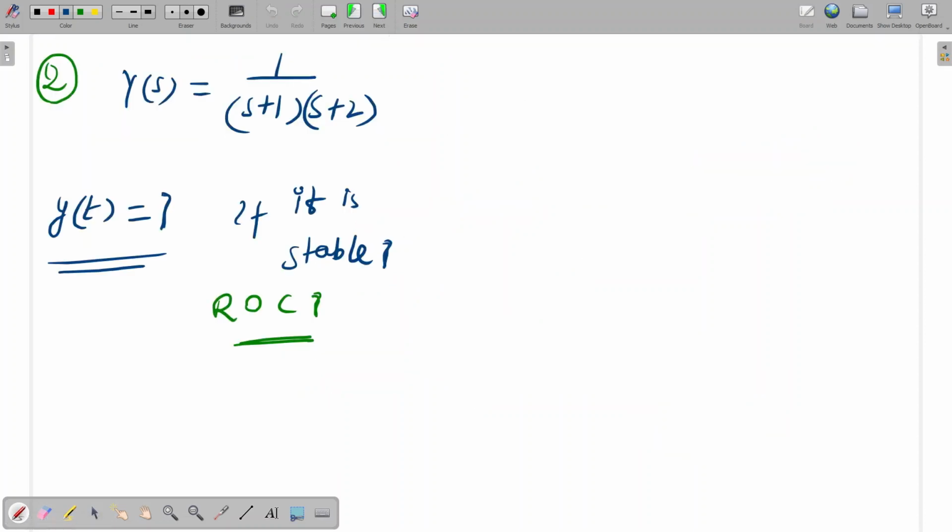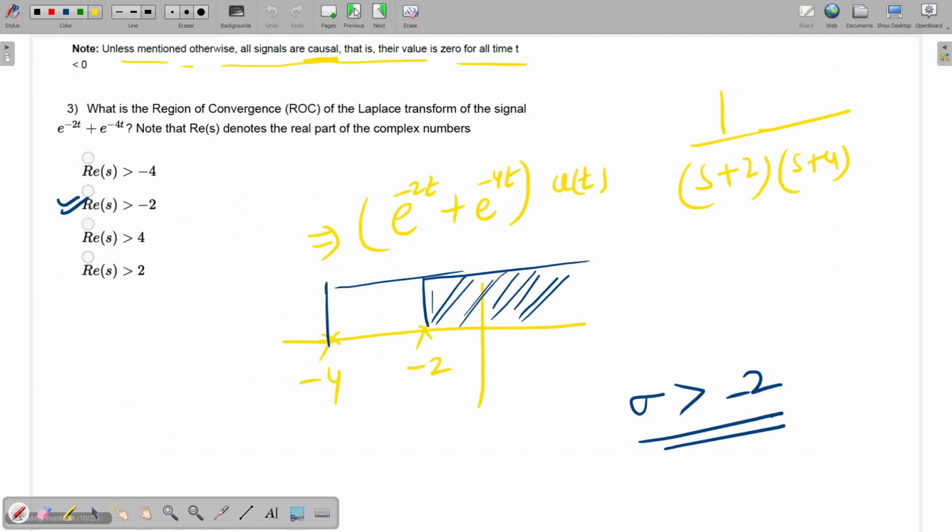I will give you some time. Y of s is given, and this condition is also given. It is given that the system is stable, and we have to find the ROC and y of t. Both things we have to find. I will give you 2 minutes. It is easy; already all the concepts I have told. If you want, I will go back and explain again. I will just show you the rule once.